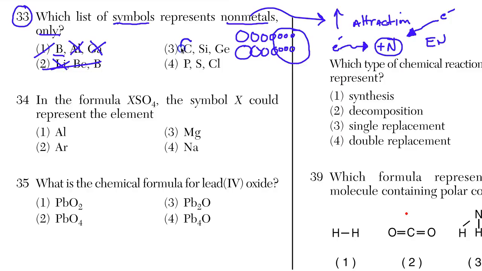Carbon, good. That's above the staircase. Oh, silicon is a metalloid on the staircase. They just want nonmetals. So we're left with choice 4. And phosphorus, sulfur, and chlorine are all to the right of the staircase. They're not metalloids. And these are the only choices that have the nonmetals.